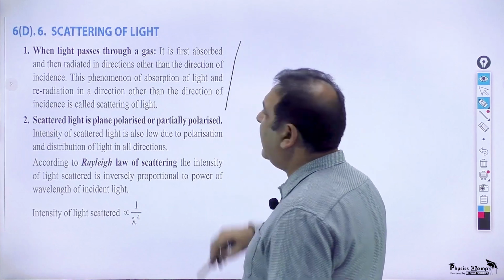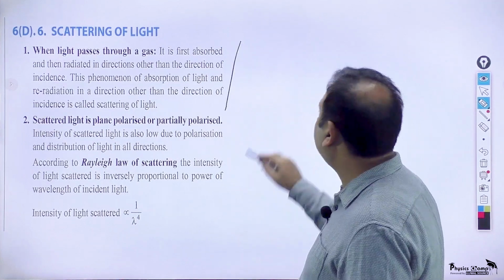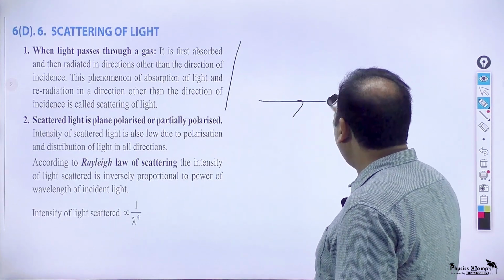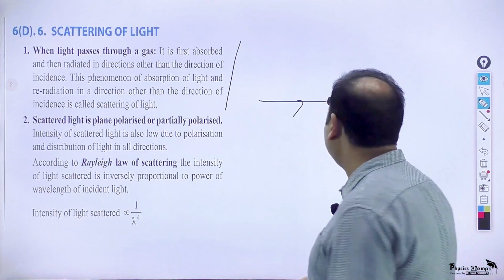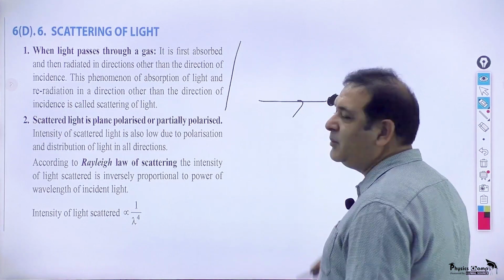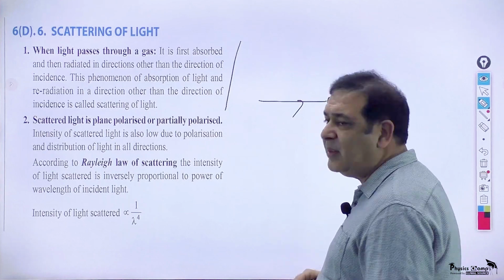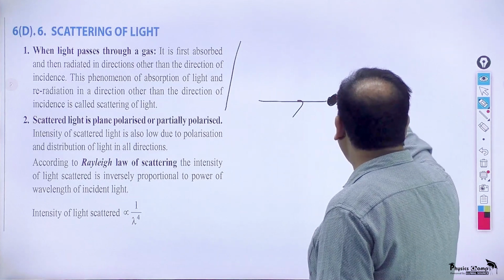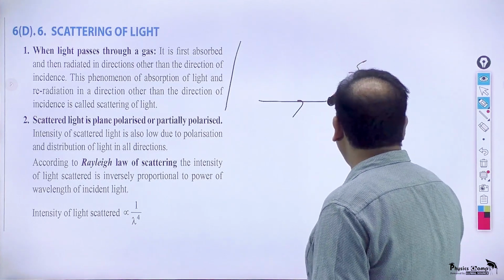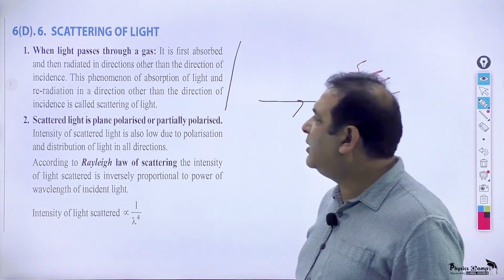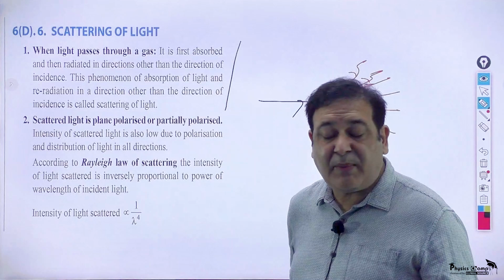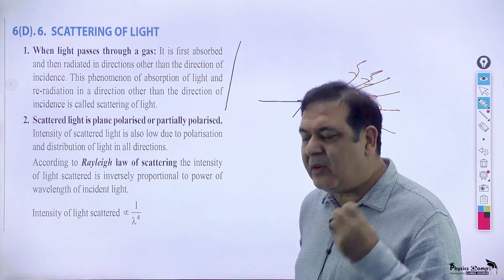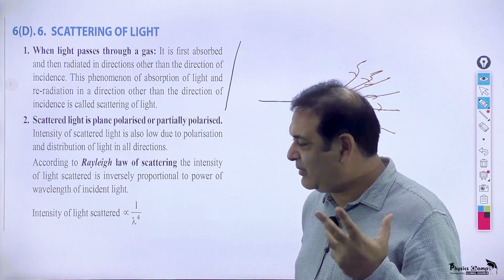Scattering of light is when light passes through a gas. When the light is passing through the gas particles, it may be the atmospheric particles, they absorb this light. And after the absorption of light, they re-emit this light. So this absorption and re-emission of light by the gas particles is called scattering of light. Once again, the gas particles absorb the light and then re-emit the light, and that's how scattering of light happens.